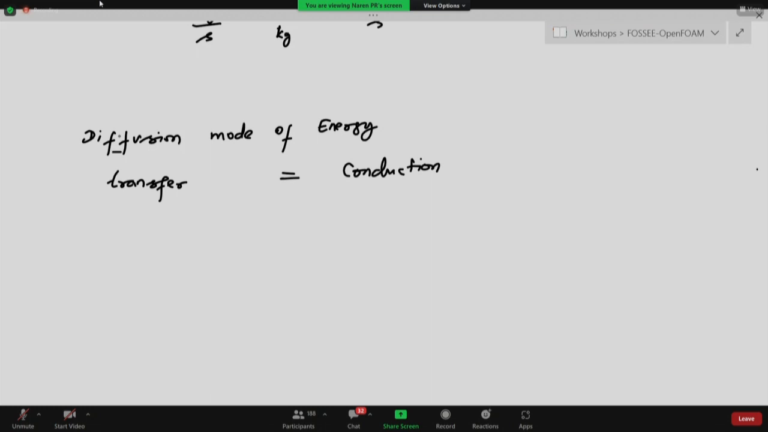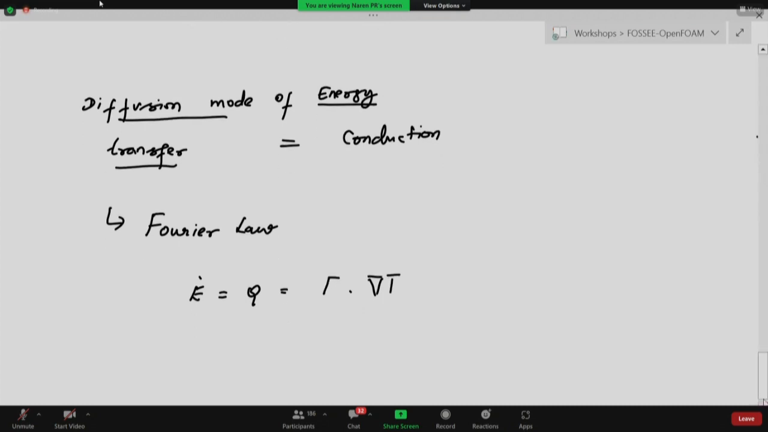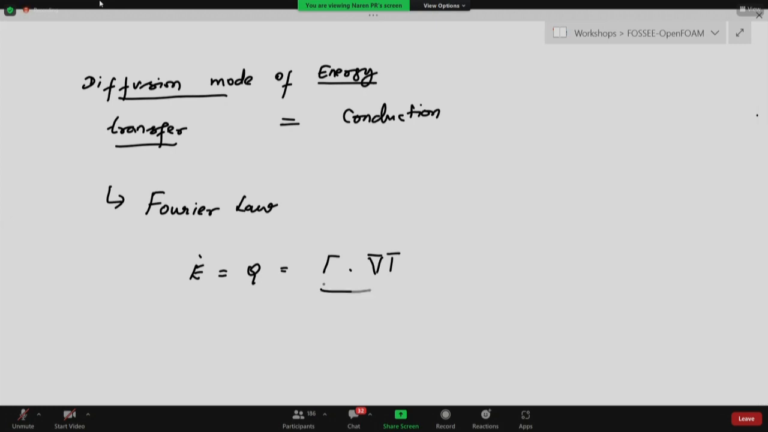Now, how is the conductional mode of energy rate given? This is given by the transport laws that you might have studied. For example, for energy transfer, it is Fourier's law of heat conduction, which primarily describes the diffusional mode of transfer. Here again, the energy rate, which you can also write as Q, is equal to a diffusion coefficient times the gradient of temperature. Any transport law can be written like this, but this is a very generic way of writing.